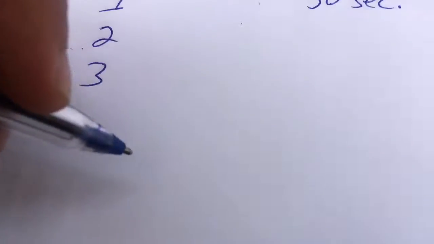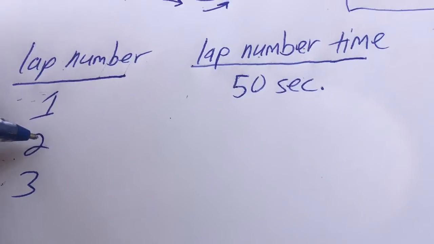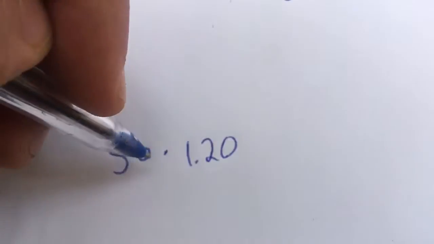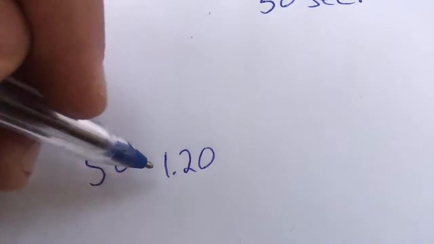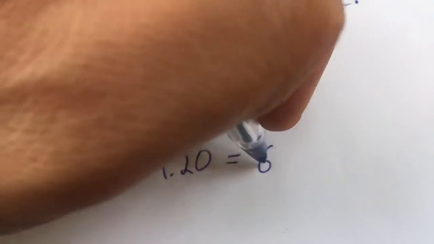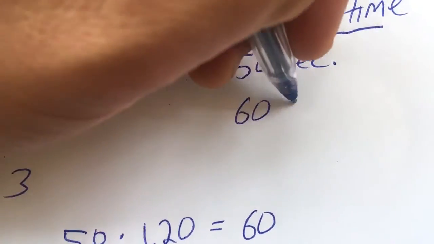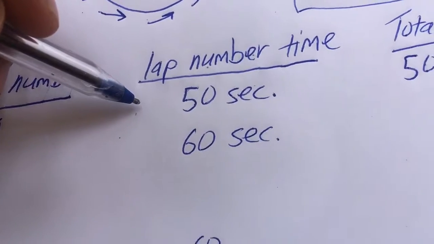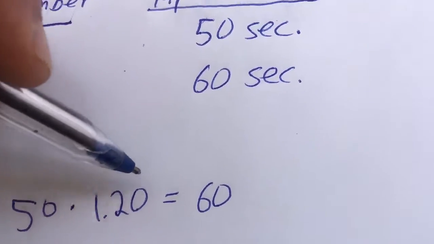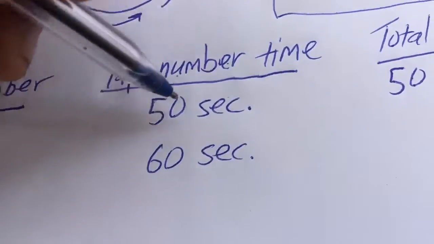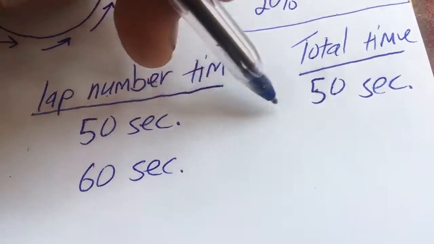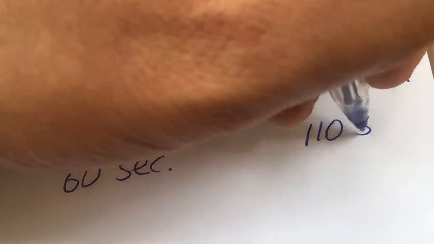So to find the lap number time for lap number 2, we're going to take 50 times 1.2. Plug that in your calculator, it gives you 60. So for the second lap, she does that in 60 seconds, which is 20% longer than the time it took to run the first lap. So we have total time 50 seconds plus 60 seconds. That'll give you 110 seconds.